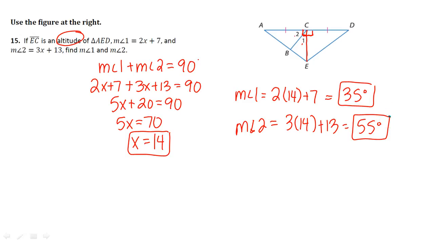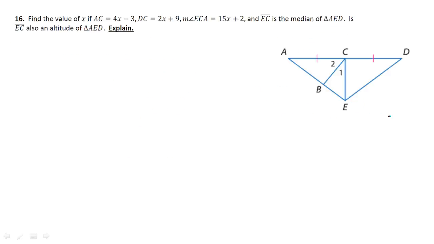Okay, number 16. Number 16 uses the same picture. So if you wrote on your picture, you need to erase it or you need to redraw that triangle, because now we're doing a new problem. Find the value of x if AC is equal to 4x minus 3, DC is equal to 2x plus 9, and the measure of angle ECA, so this angle, is going to be 15x plus 2.